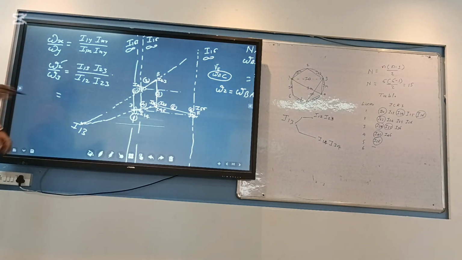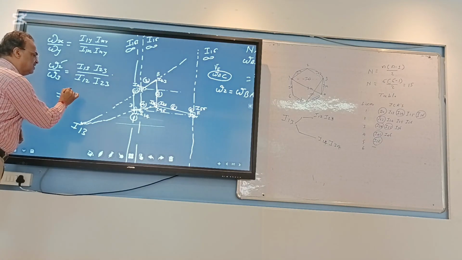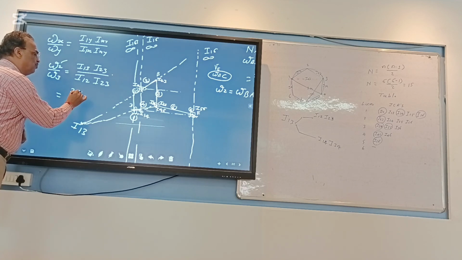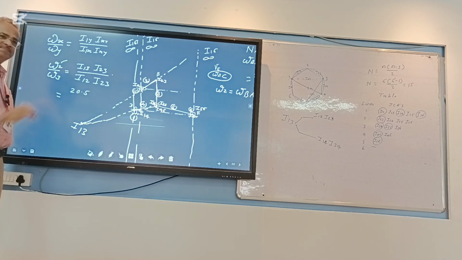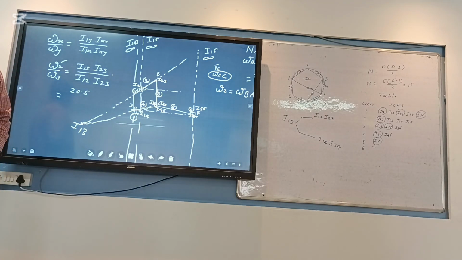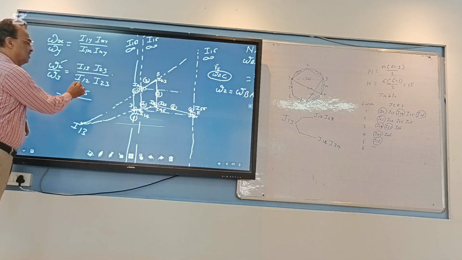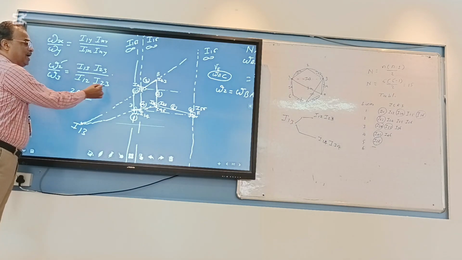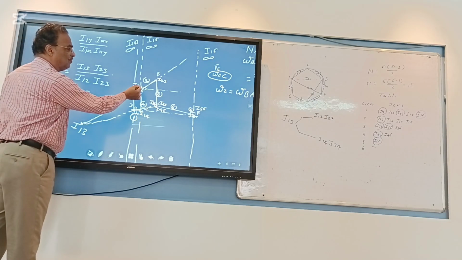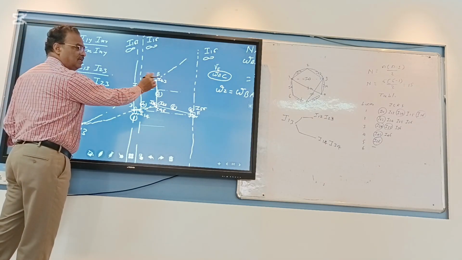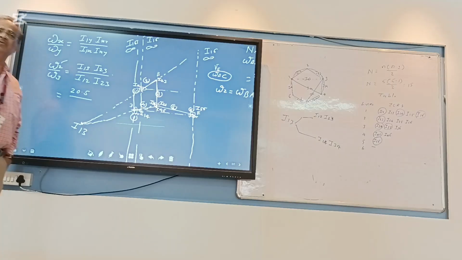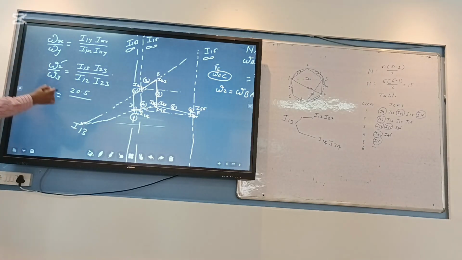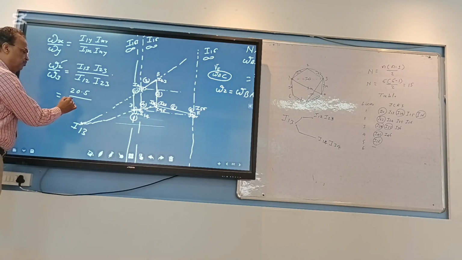Are you getting it? Let's consider that distance is 25.5 centimeters after measuring, just for example. Divided by the distance between these two ICRs, 1, 2 and 2, 3. Where is the 1, 2? Where is the 2, 3? This distance is given to you, no? Whatever dimension they have mentioned, just put that here.